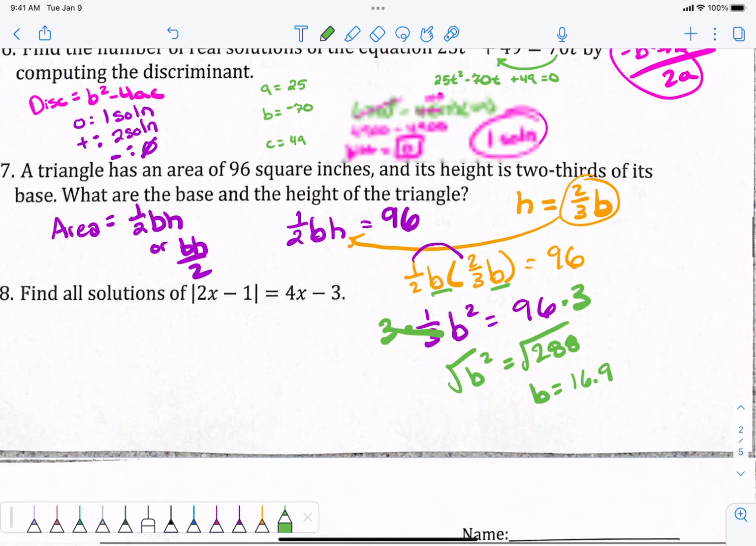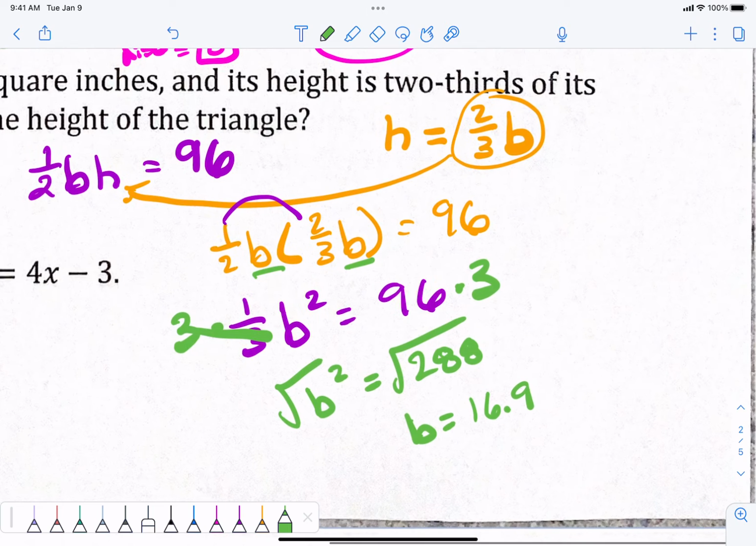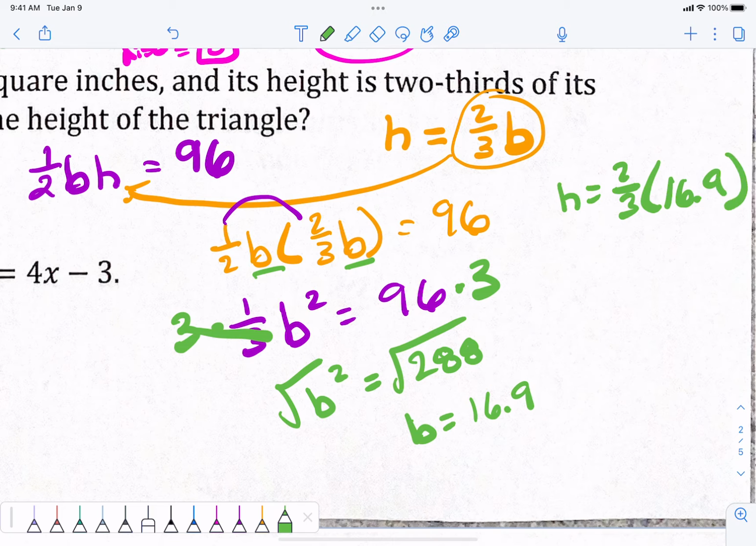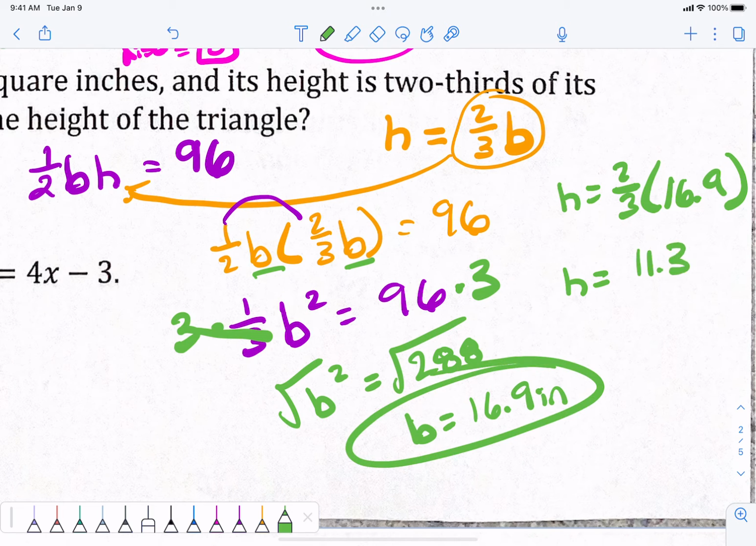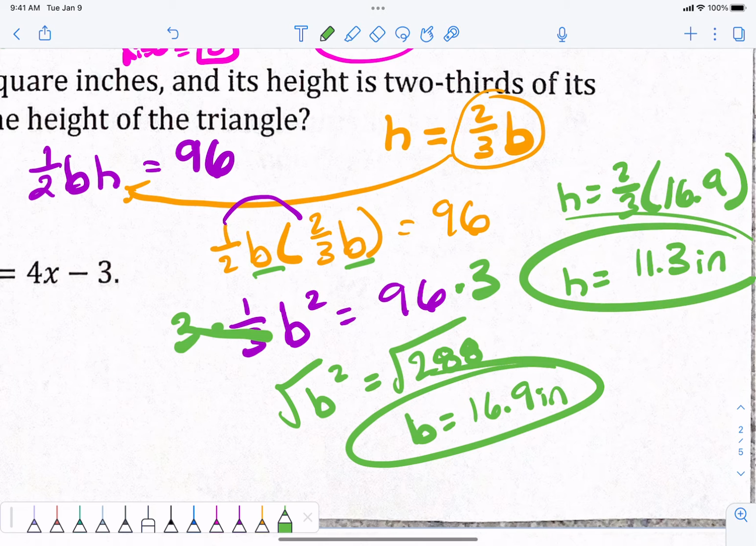Okay, that's the base. The height is 2/3 of that. So height equals 2/3 times 16.97, times 2 divided by 3. That's 11.31 inches. There you go. Base and height. Good? Very nice.